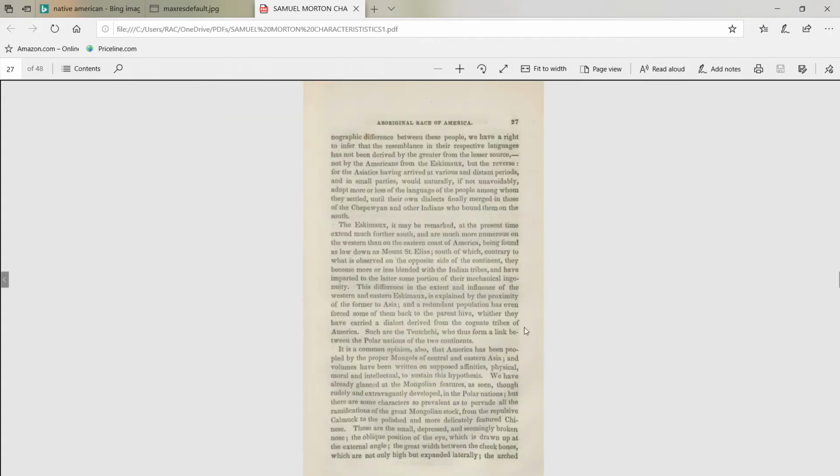It goes on to say that the Eskimo is of a Mongolian polar nation, and that we have already glanced at the Mongolian features as seen, though rudely and extravagantly developed in the polar nations, but there are some characters so prevalent as to pervade all the ramifications of the great Mongolian stock, from the repulsive Kalmuk to the polished and more delicately featured Chinese. These are the small, depressed, and seemingly broken nose, the oblique position of the eye, which is drawn up at the external angle, the great width between the cheekbones, which are not only high but expanded laterally.